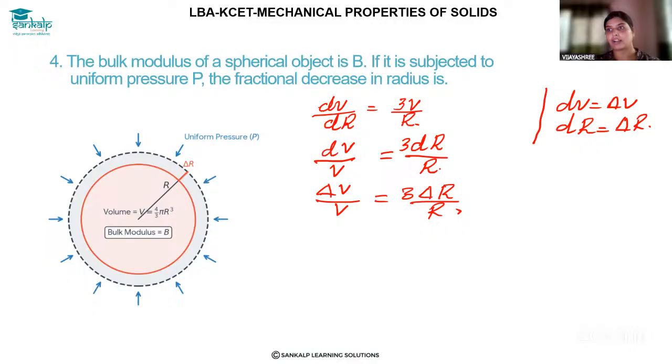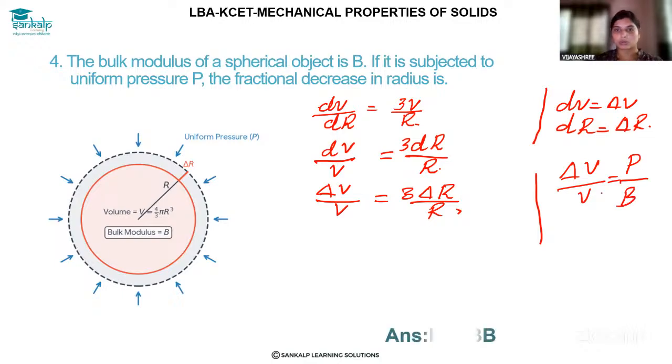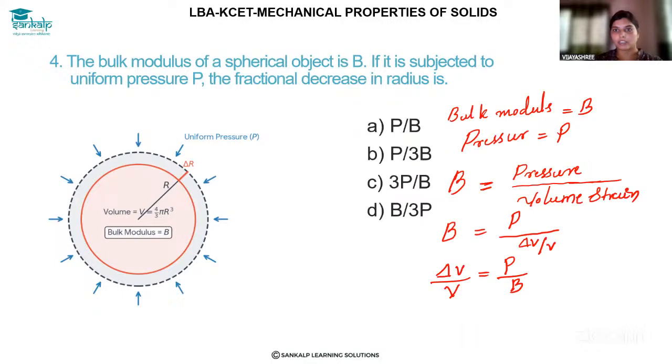So now, what was the expression we had? We already know delta V by V is equal to what we got. Delta V by V is equal to P by B, did we do that? Just go to the last slide. Delta V by V is equal to P by B, right?